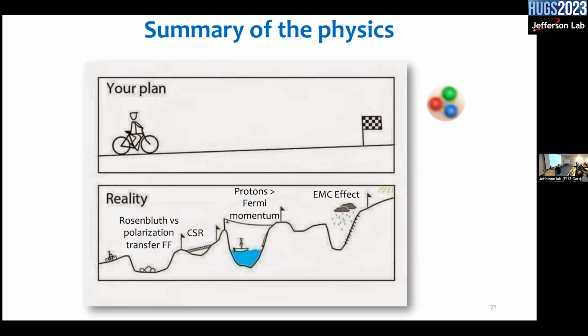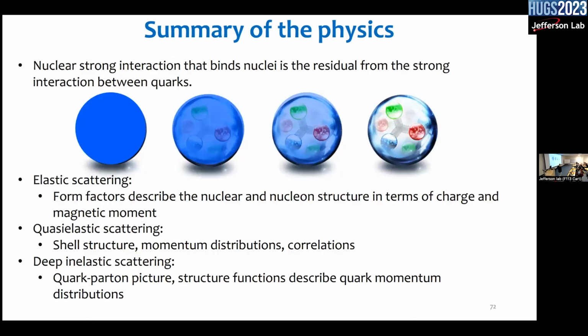We know that there are protons above the Fermi momentum now, and there's a big description of that, maybe with short range correlations. And then you have the EMC effect. So the summary of the physics at this point is that the strong interaction that binds the nuclei is the residual of the strong interaction between the quarks. And we have different types of scattering tools that tell us about different parts of the structure of these nucleons. So that's where I leave you today.